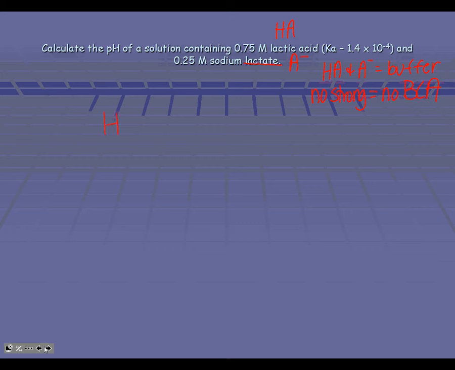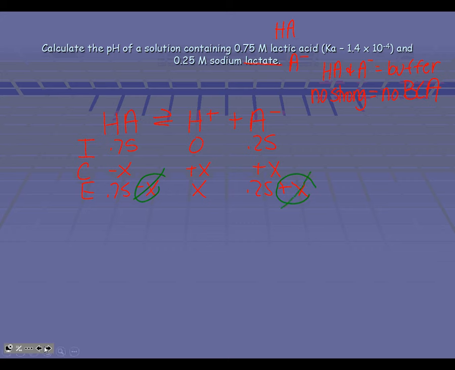So we have our weak acid, and it dissociates into these two components, our HA and our A minus. And we do our ICE: 0.75, 0, and 0.25. This will change by minus x, plus x, and plus x. So 0.75 minus x, x, 0.25 plus x. The Ka value is up there in the problem. It's small, so that means we're going to get rid of that.